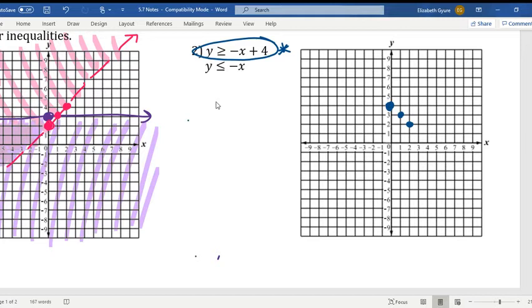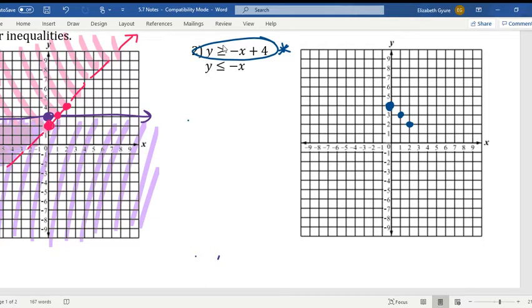Okay. Now we need to decide what kind of line we need. Lynn, what kind of line do you think we're going to use here if we have a greater than or equal to? Any idea, Lynn? I'm not sure.